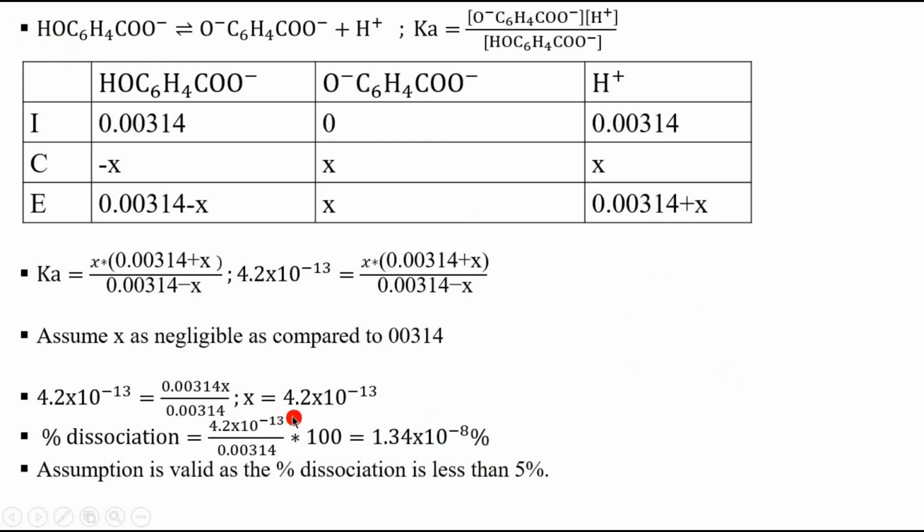This value, 4.2 times 10 power negative 13. Then for H plus, we take this one plus this one. That means this one plus X, plus this one. Then here that will be X, it will be equal to this one. Then here we take this one minus X. That means this one minus the X. Then that's what we'll be having.